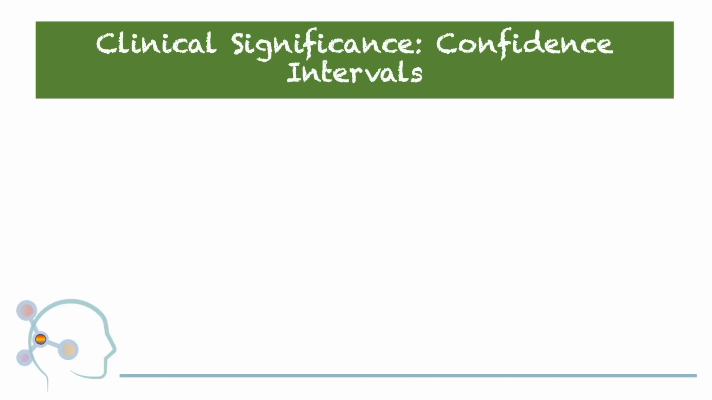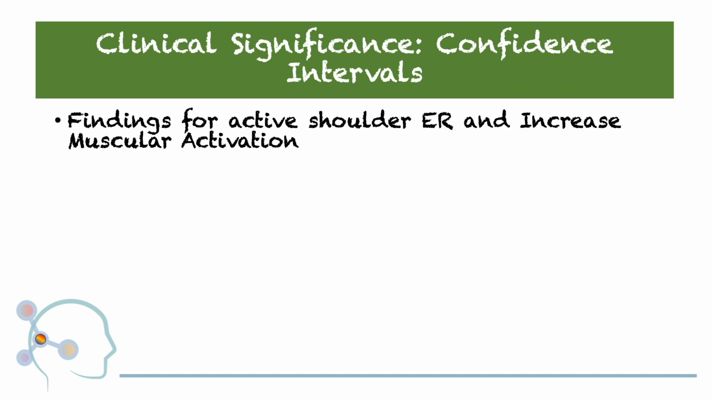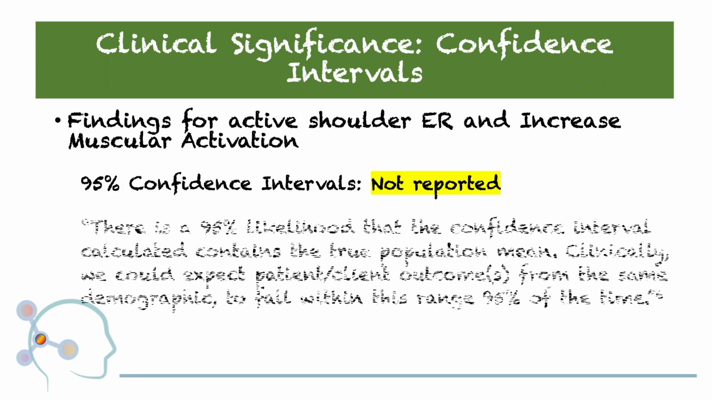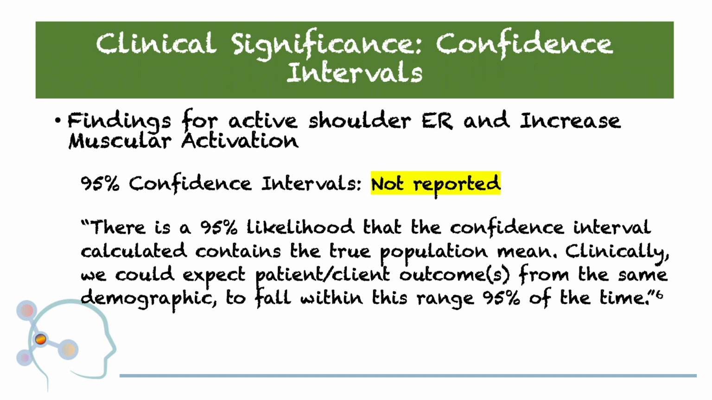Let's also take a look at our confidence intervals. So what were the findings for active shoulder external rotation and increased muscular activation? Well, no 95% confidence intervals were reported. If they were, these confidence intervals tell you there's a 95% likelihood that the interval calculated contains the true population mean. So what does that mean clinically? Clinically, we could expect patient-client outcomes from the same demographic to fall within this range 95% of the time.